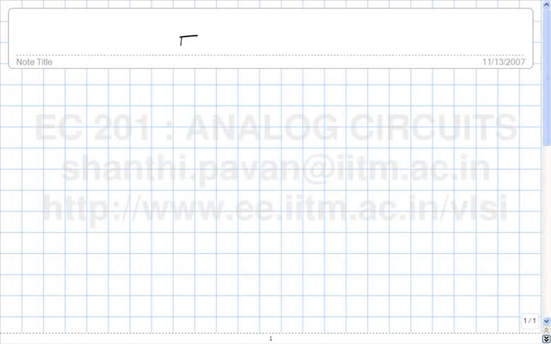This is EC 201, lecture 46. So the last time around, we were looking at simple applications of op-amps. We derived the inverting amplifier, the non-inverting amplifier, the summing amplifier, and we just started off with an integrator.